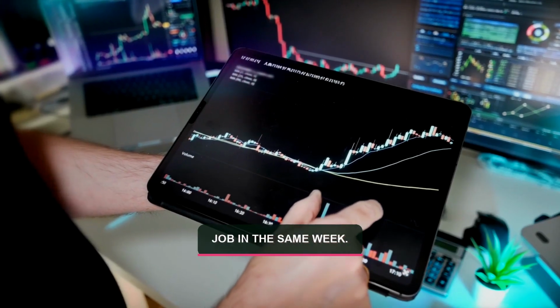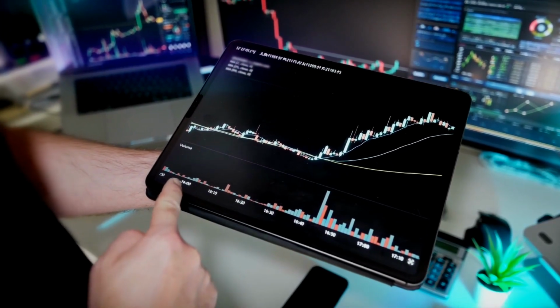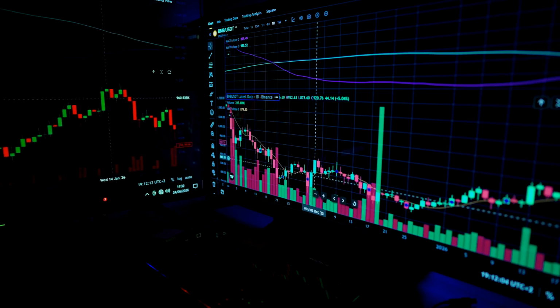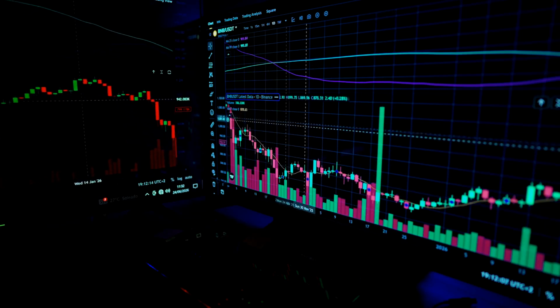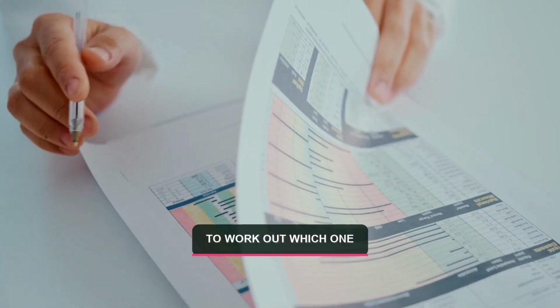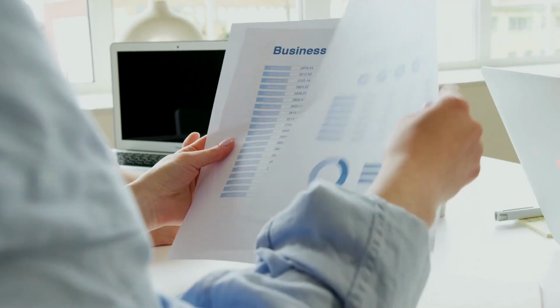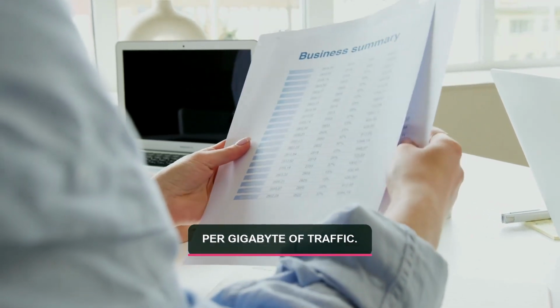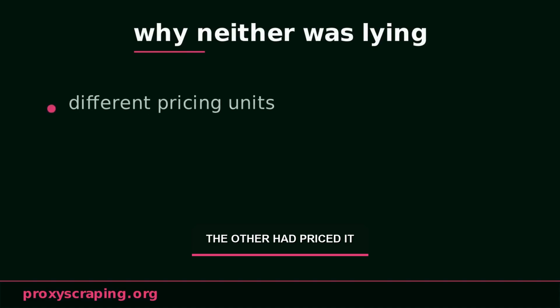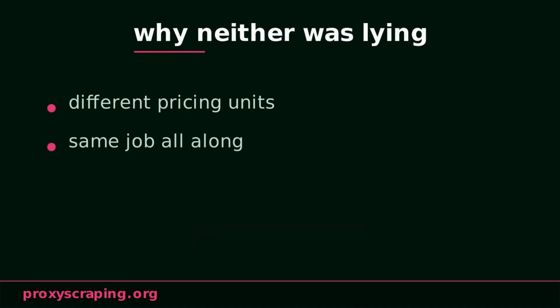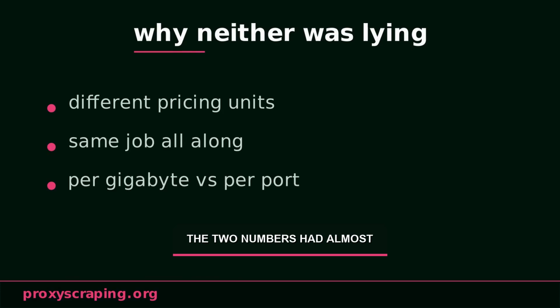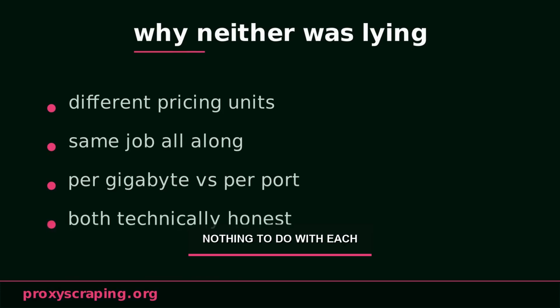Two quotes for the same job in the same week. One seller wanted $4, the other wanted $290. I spent an afternoon trying to work out which one of them was lying to me. Neither of them was. One had priced the job per gigabyte of traffic. The other had priced it per port per month. The work was identical and the two numbers had almost nothing to do with each other.